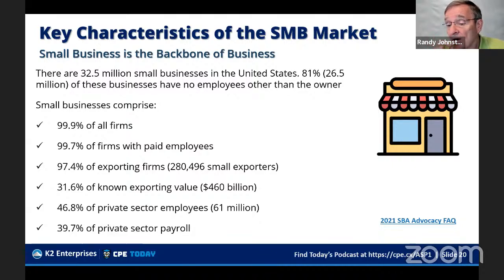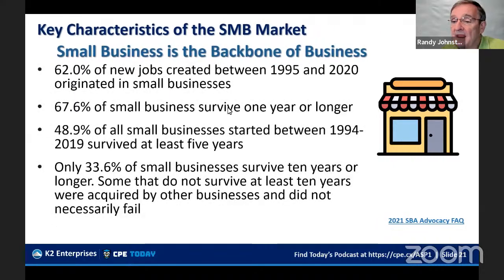A fairly large number of them are exporting, which is also a thing that we did not see historically. And the 31% of these have values and getting about 460 billion of exports done. About half have private sector employees and about 40% have private sector payroll. Now, again, I'm a strong believer that small business is the backbone of the business operations across the U.S., with roughly 62% of new job creation done in small businesses.